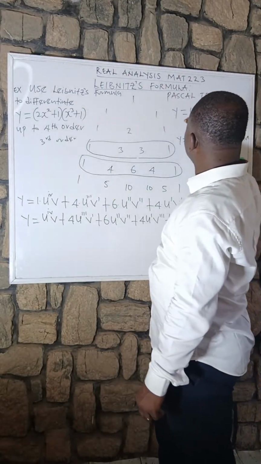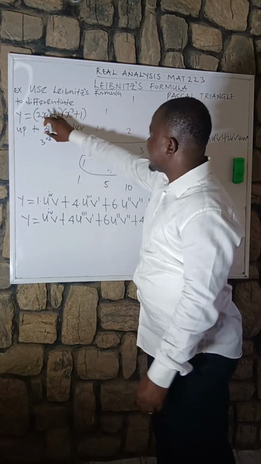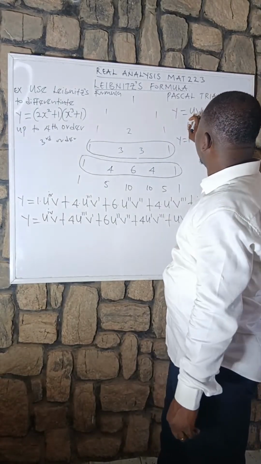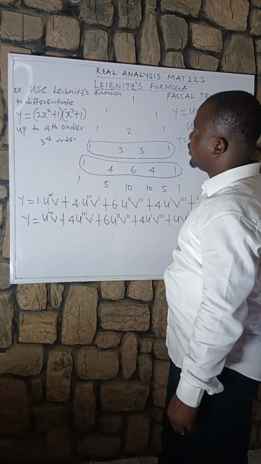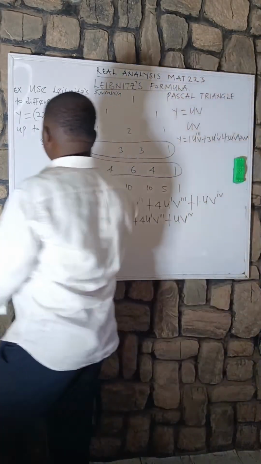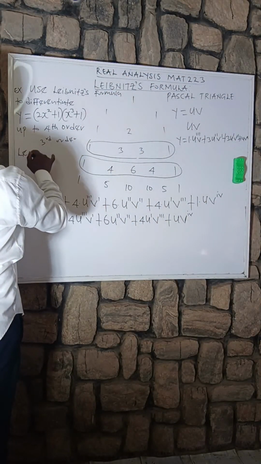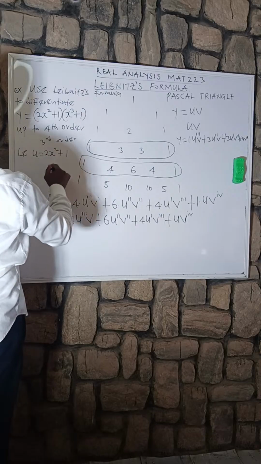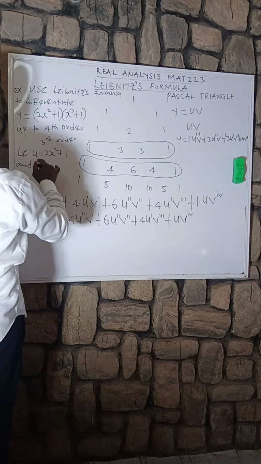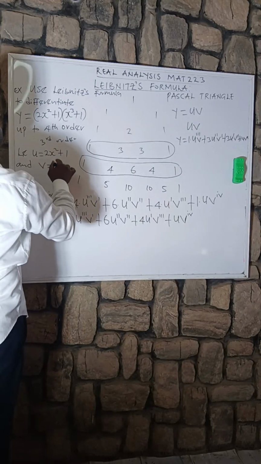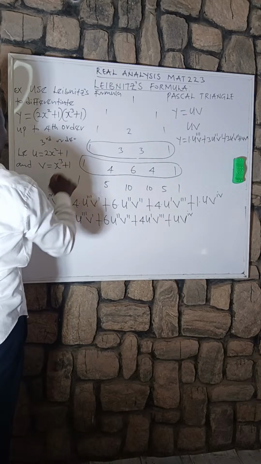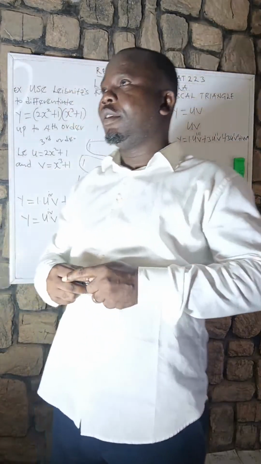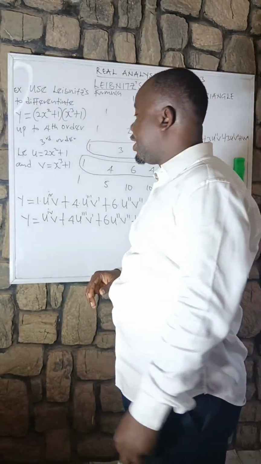So let us equate this and this. You don't need a prophet to tell you which one should be your u and which one should be your v. So now we say let u be equal to 2x squared plus 1 and v be equal to x cubed plus 1. Do you understand? Are you following?